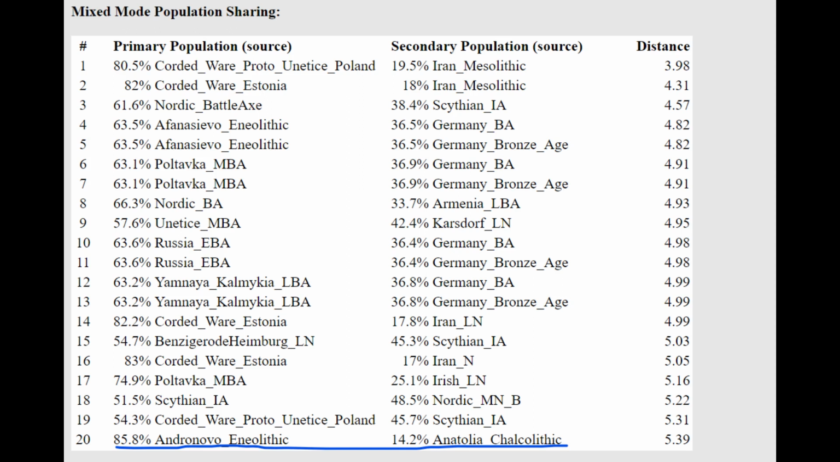But relative to the typical Andronovo, she's still a little bit shifted towards Anatolian Chalcolithic or some kind of West Asian groups. Not as much as the previous individual, who was a mixture of, if you remember, 80% Andronovo, actually 77% Andronovo in Neolithic and 23% Iran Mesolithic. So this woman is a lot more northern and a lot more typical Andronovo than the previous woman.